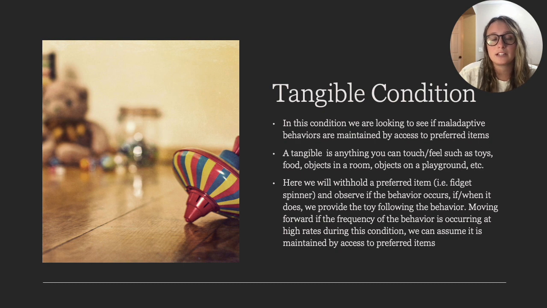And we would then go ahead and take away the item by saying, hey, okay, it's my turn to have the item. And then kind of observe if the behaviors occur. And if it does, we would then go ahead and provide the toy or the bouncy balls in this case immediately following the behavior. And so that way we can go ahead and run subsequent trials, essentially observing if the behavior is still occurring, so that way we can go ahead and determine if the maladaptive behavior, say screaming, is maintained by access to the bouncy balls.